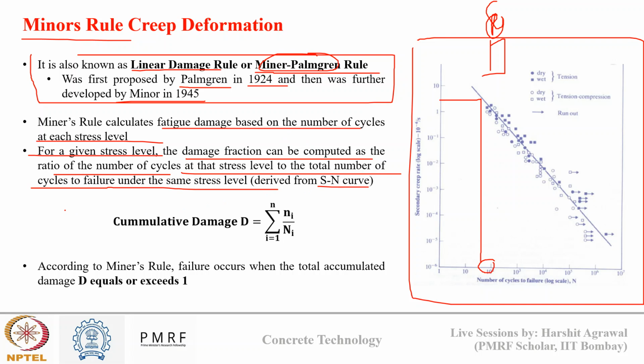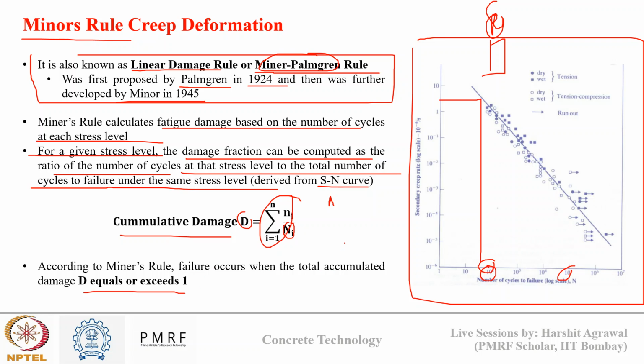Okay, and now according to Miner's rule, suppose there are multiple loads acting and we know the number of cycles till failure that will occur. So the number of cycles of each load that we have applied over the ultimate number of cycles of that load, the summation of that will give me the cumulative damage. And if this D is equal to 1 or more than 1, then I can say that failure has occurred due to that accumulated load or damage. Okay, so this is Miner's rule.